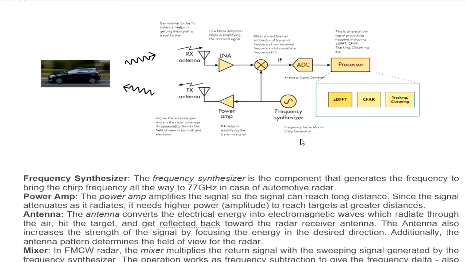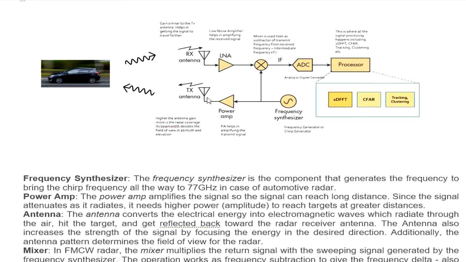The frequency generator, or the chirp generator here, is a component that generates the frequency to bring the chirp frequency all the way to 77 gigahertz in the case of automotive radar. And it goes to the power amp right here. The power amp helps amplify the transmit signal. And then it goes to the antenna.